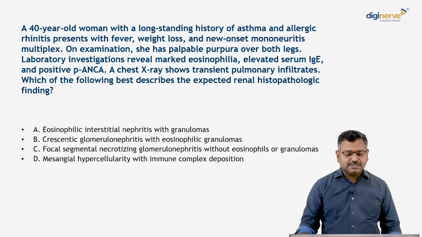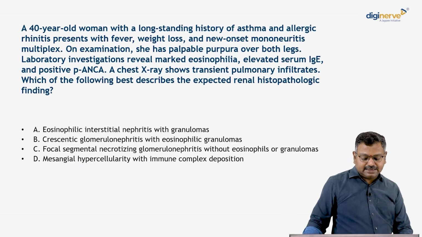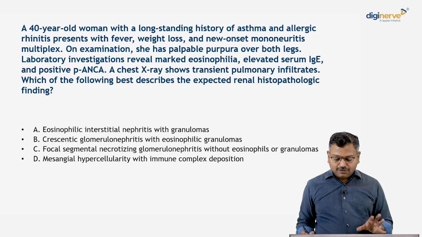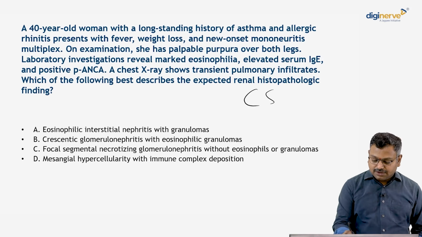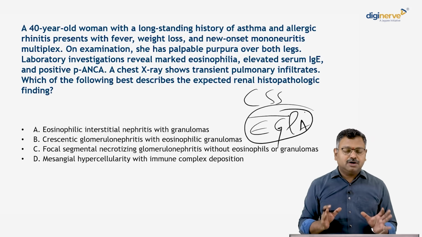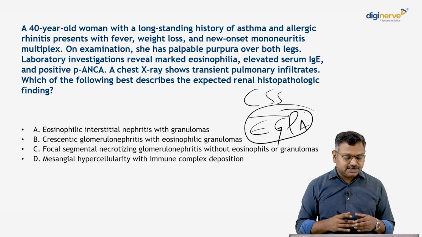A 40-year-old woman with long-standing history of asthma and allergic rhinitis comes with fever, weight loss and mononeuritis multiplex. She has palpable purpura and there is eosinophilia, elevated IgE, P-ANCA positive, chest X-ray shows pulmonary infiltrates. So this is the classical appearance of Churg-Strauss syndrome, otherwise called eosinophilic granulomatosis with polyangiitis. That's the new name. It's a small vessel vasculitis, ANCA associated vasculitis.